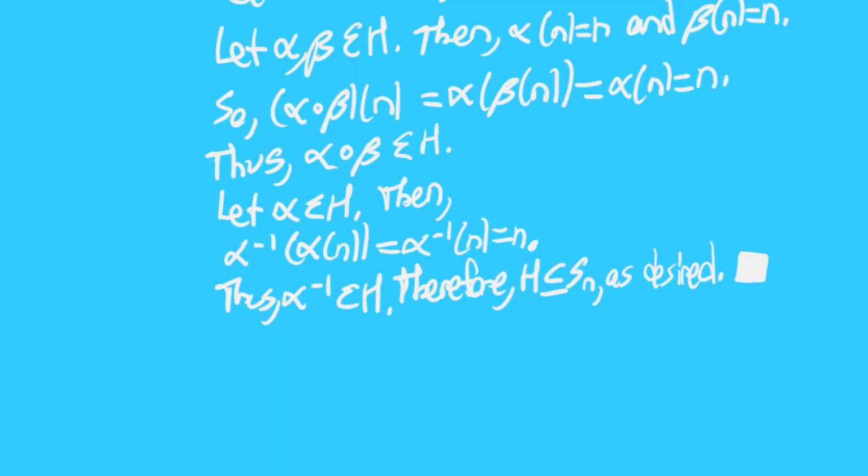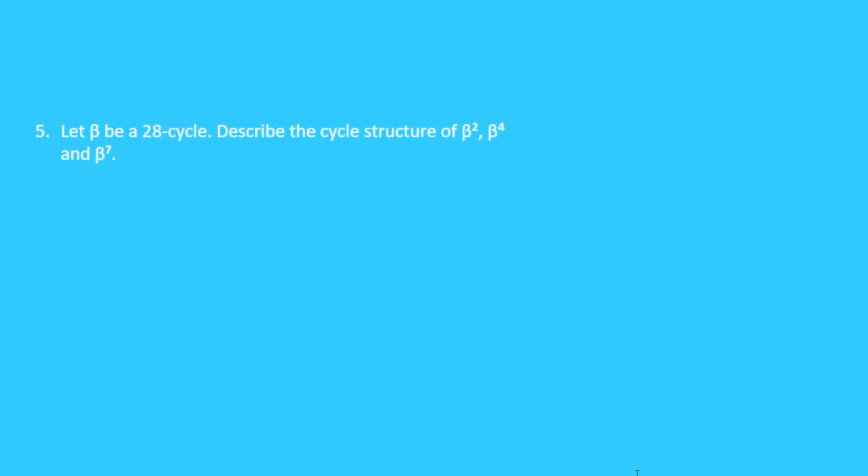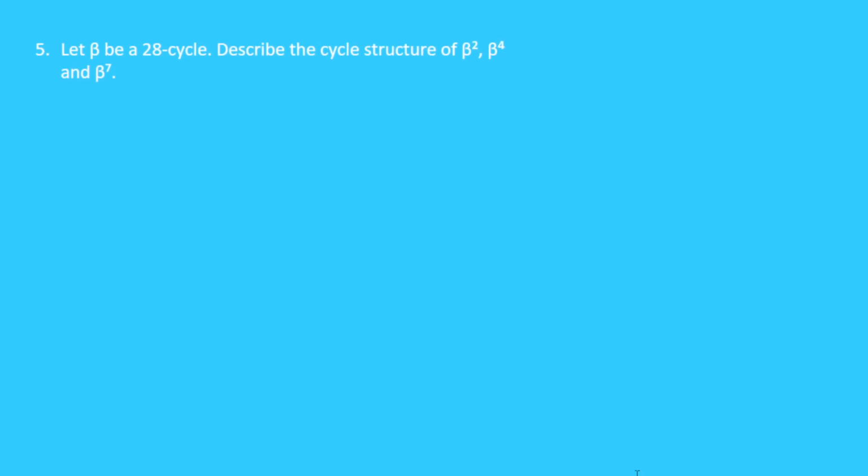All right. Let's take a look at problem 5. So we have beta as a 28 cycle, and we are asked to describe the cycle structure of beta squared, beta to the 4th, and beta to the 7th. Okay, so let's take a look at this.